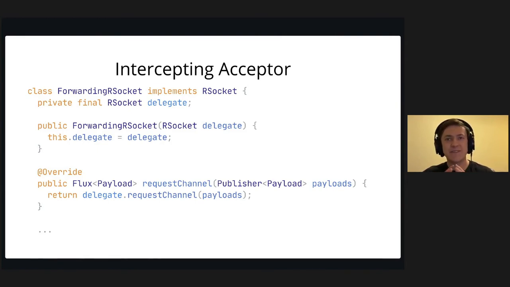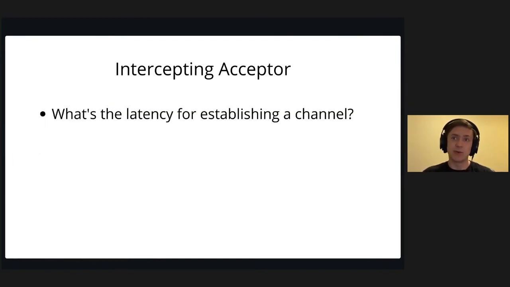But what kind of information can we get from that? We already have the transport data. Do we even need to instrument this particular interaction at all? And yeah, we do, because the most obvious one, we can measure how long it takes to establish a channel or get a response from the server. Essentially, what's the duration of this method invocation, and that's quite important.